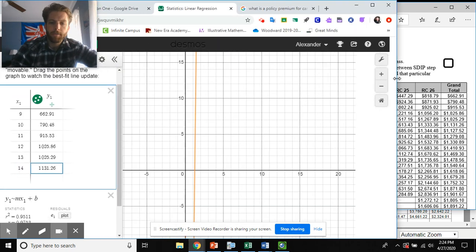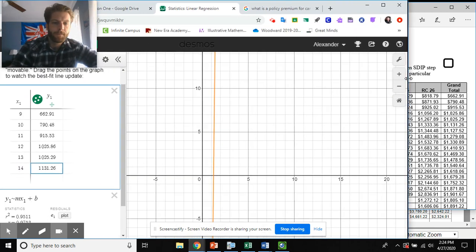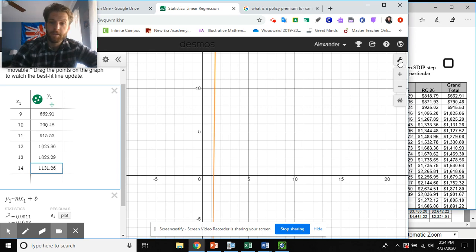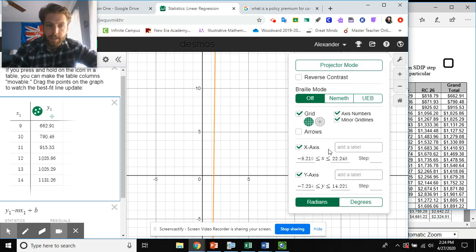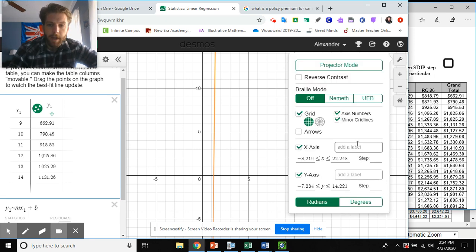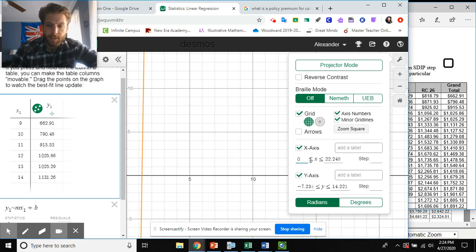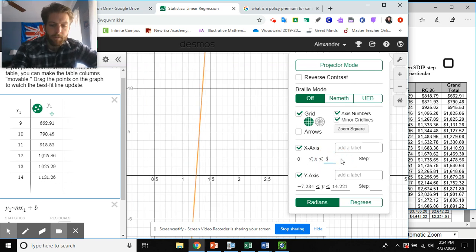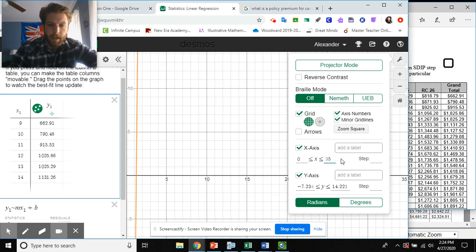Now when we look at our graph, it actually looks kind of messed up. But we can fix it. Using Desmos, you can click this graph settings little square at the top right, and we can adjust our axes. Looking at the table, I see that my x values only go from 9 to 14. So I want to make my x-axis go from 0 to 35 because I know that my SDIP levels range from 9 to 35. I think this will make it a lot easier to read the graph.